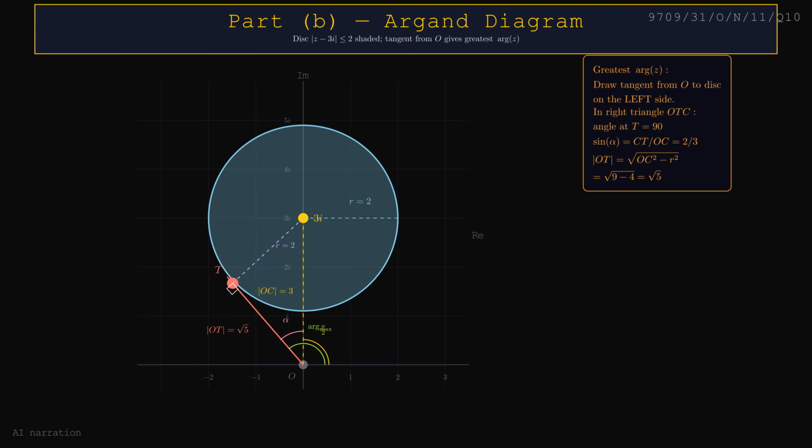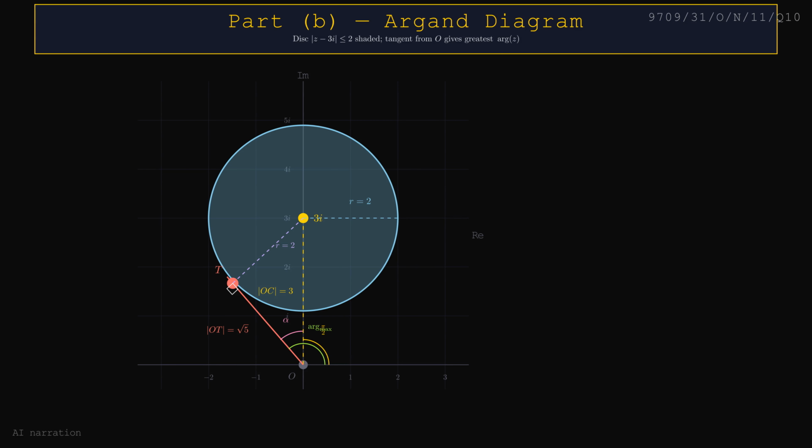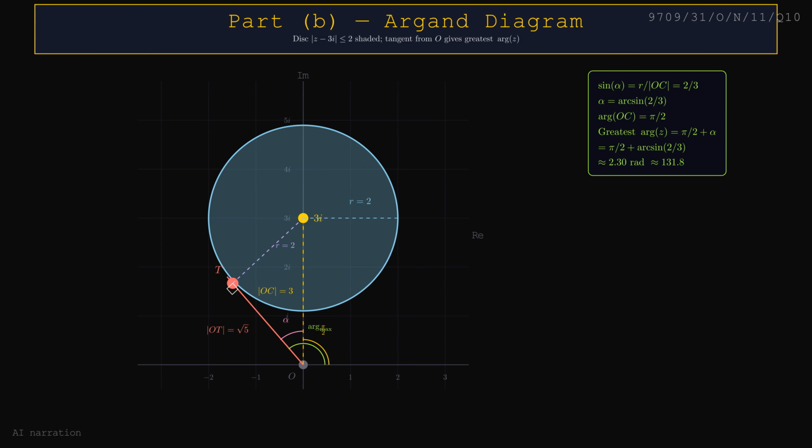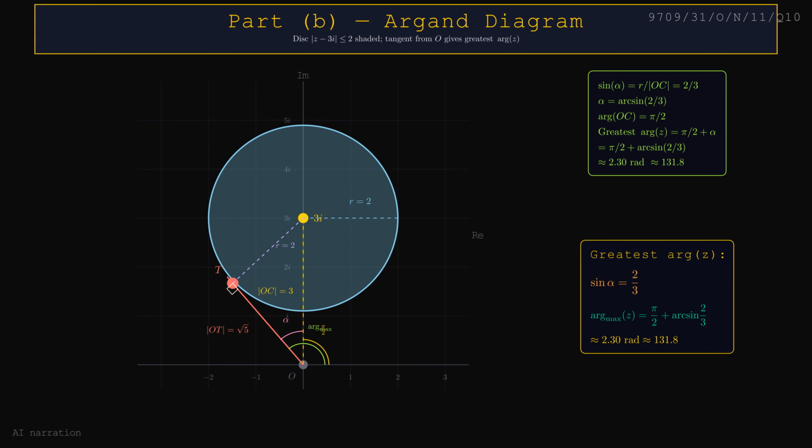Review the angle arcs, then the working panel. Greatest argument equals pi over 2 plus arcsin 2/3, about 2.3 radians or 131.8 degrees.